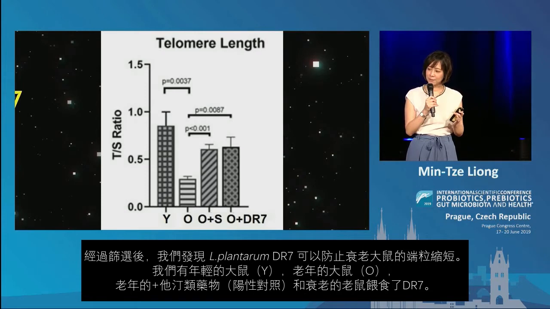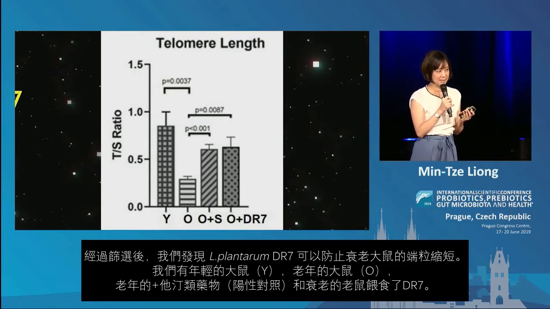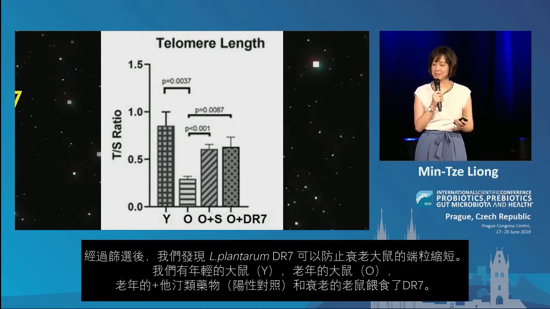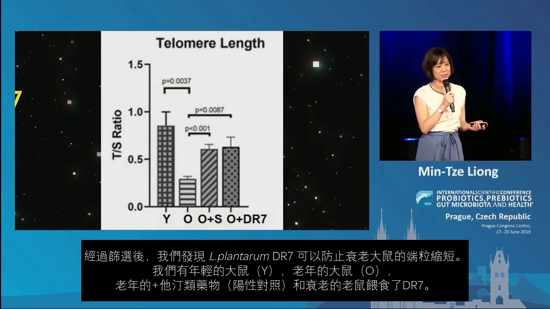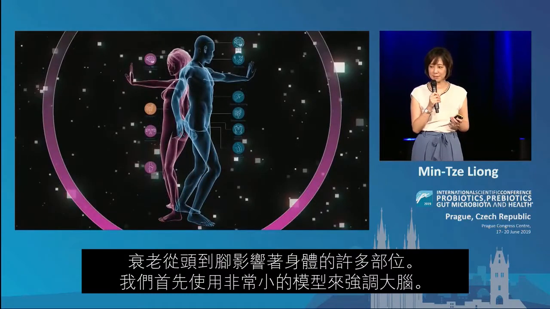So we have the young rats, Y. Then we have the old rats, O. Then we have O plus statin, which are the old rats that were given statin, our positive control. And then we also have aging rats that were fed DR7. So from there, we started.